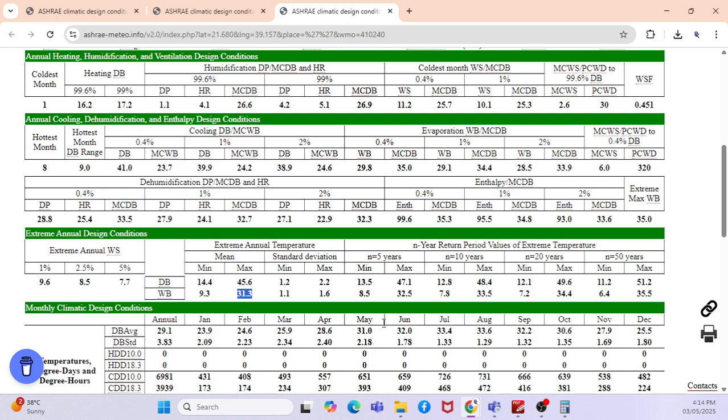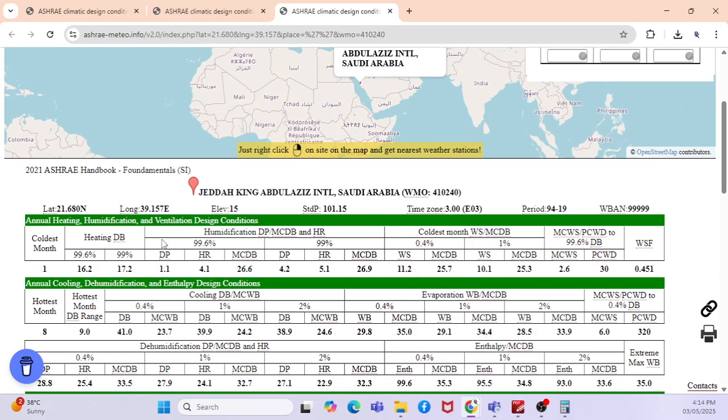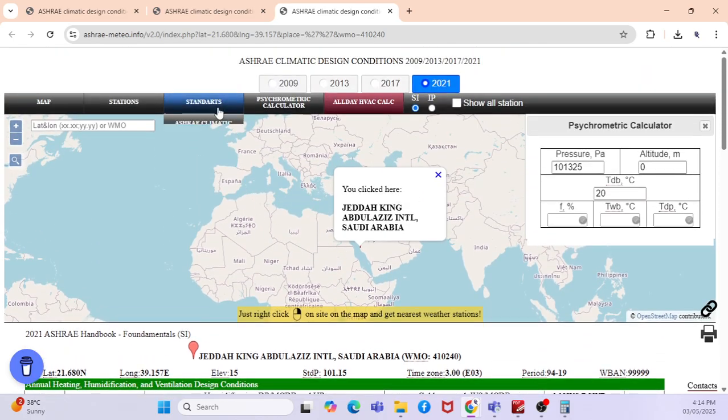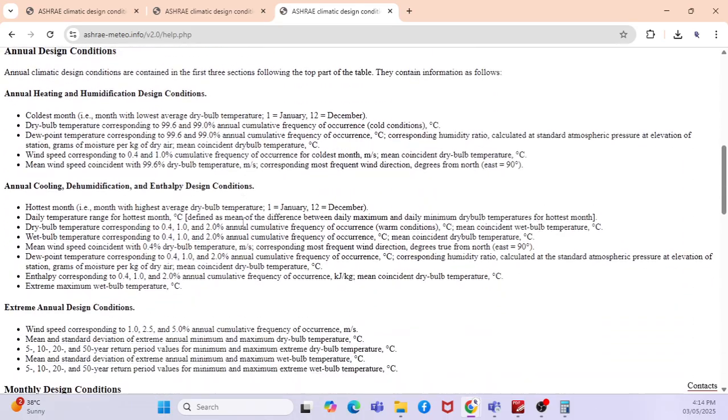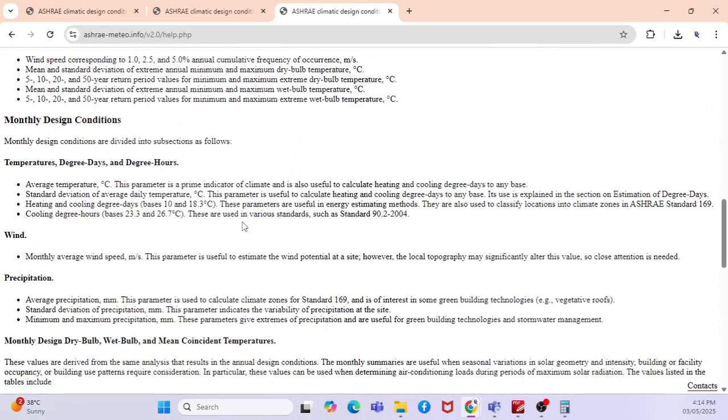To get a full understanding, I will be sharing this particular website. Go to this standard and just click here, on climatic conditions. You will get all the definitions here.